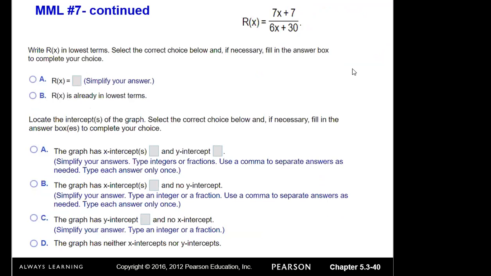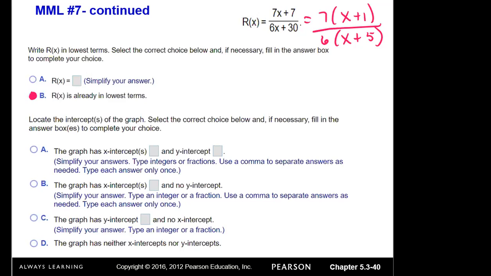Put R of X in lowest terms. When we factored it out before, we had this. And unfortunately, after we factor it, I can't reduce it. 7, 6 doesn't reduce, and I can't cancel an X plus 1 with an X plus 5. So it's already in its lowest terms. Then to find the X-intercept, you would stick in 0 for Y. To find the Y-intercept, you'd stick 0 for X.